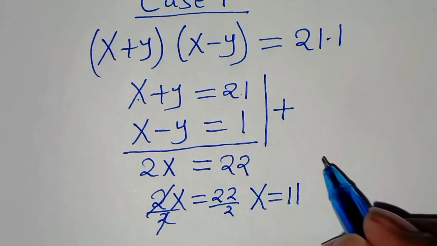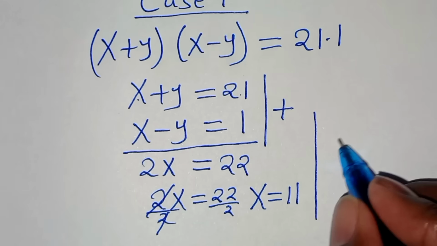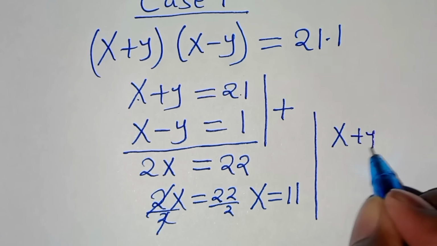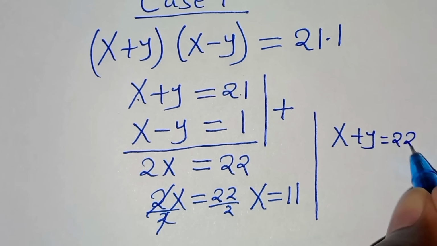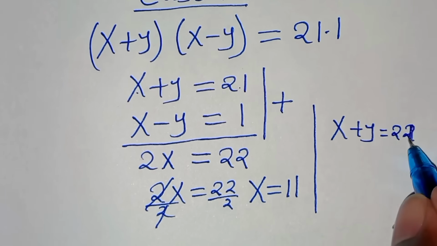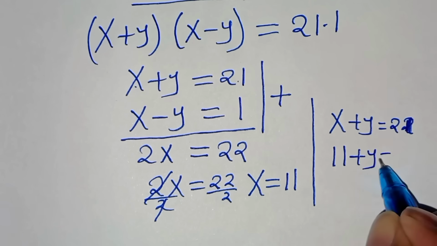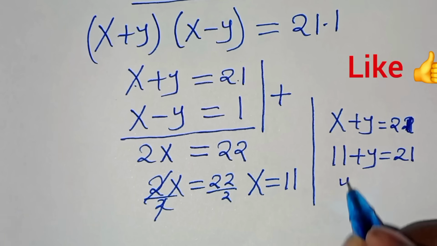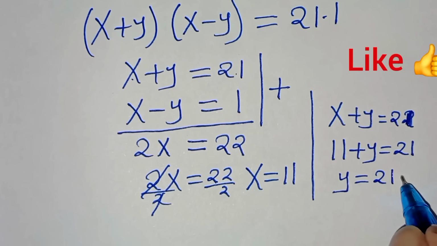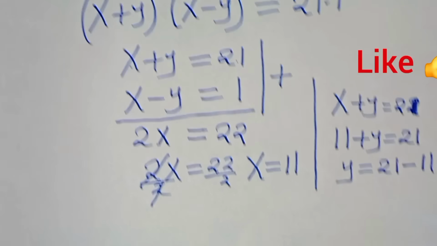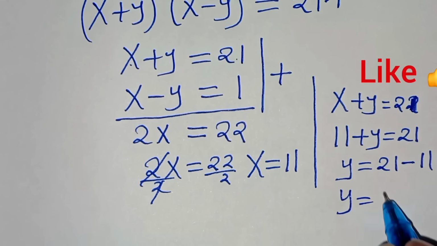Now, we can also solve for y. We have x plus y equal to 21, so this means 11 plus y is equal to 21. So y is equal to 21 minus 11, so that y is equal to 10.